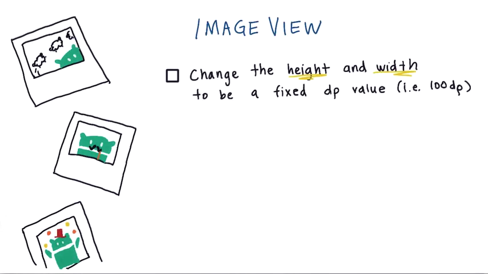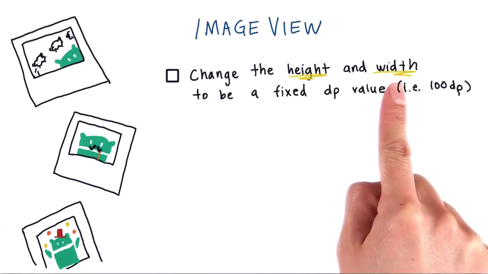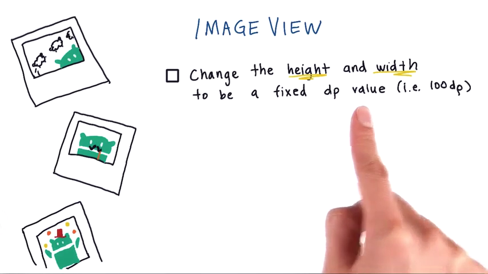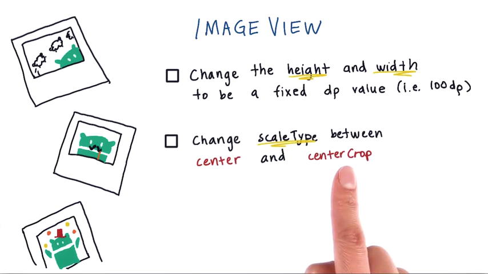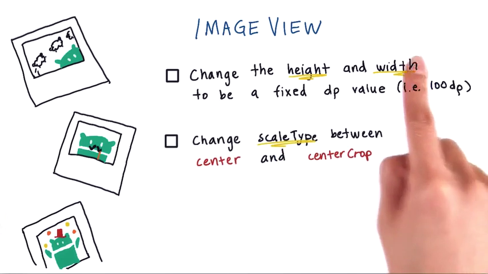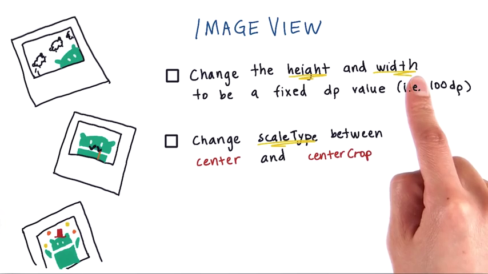Specifically, we would love for you to be able to change the height and width of the image view to be a fixed dp value. Try something like 100 dp. Then change the scale type between center and center crop. And you can also adjust the height and width of the image accordingly.